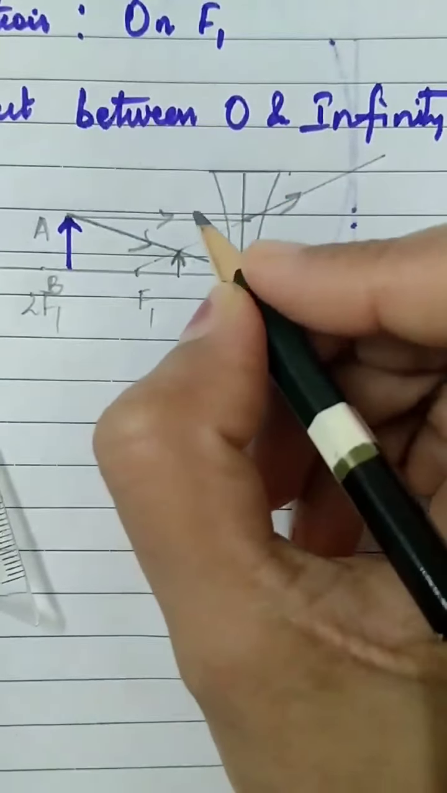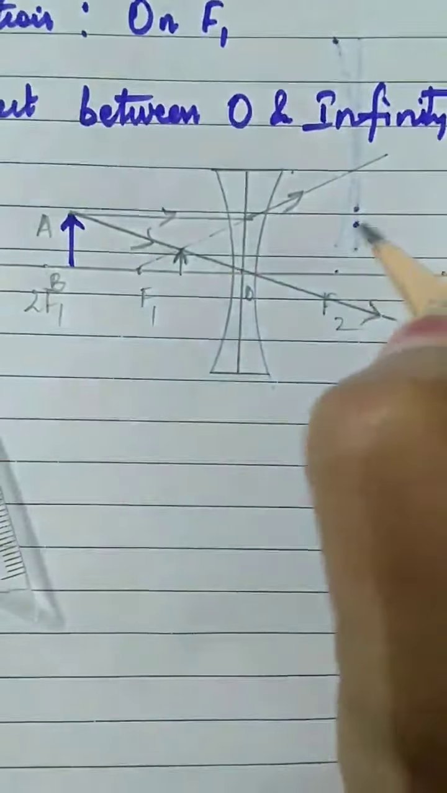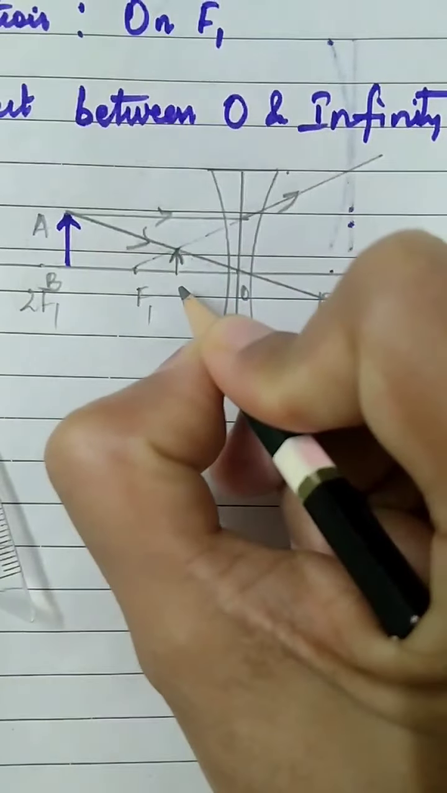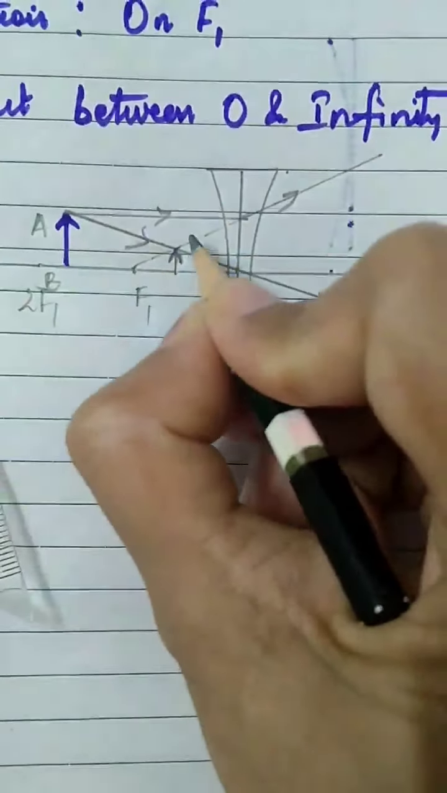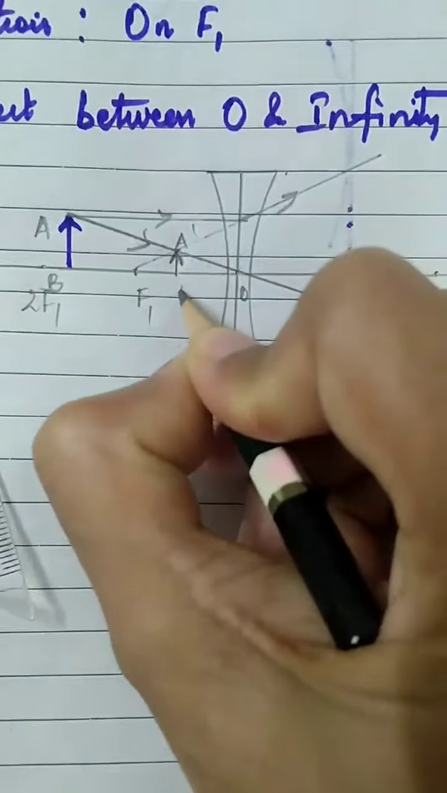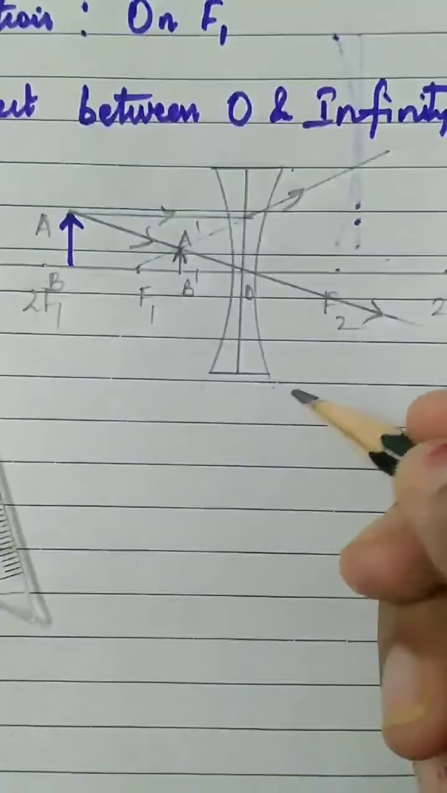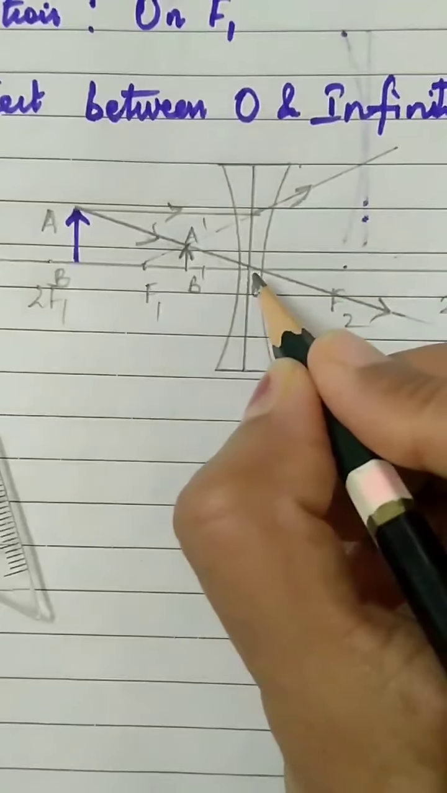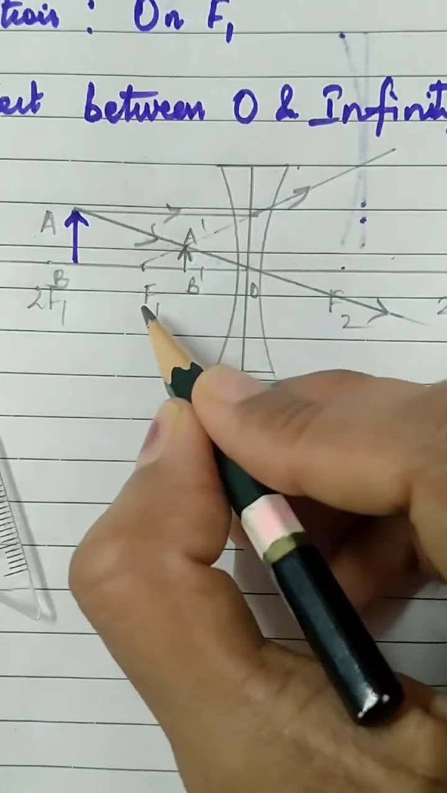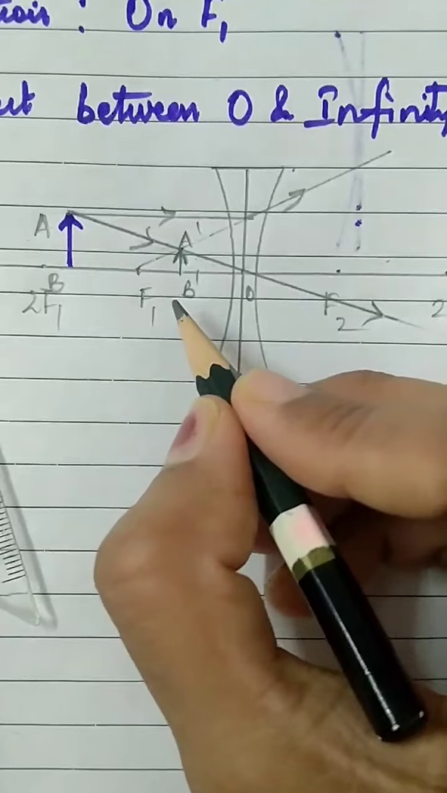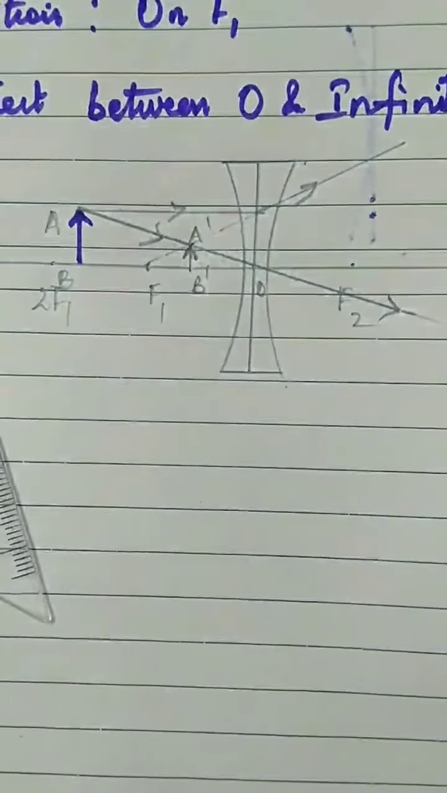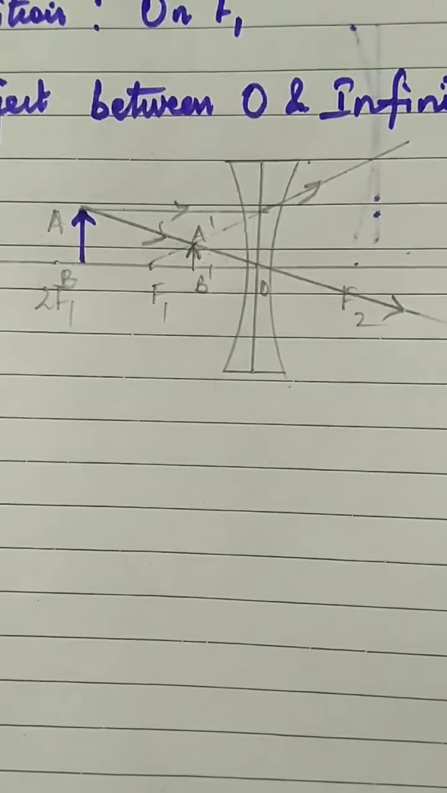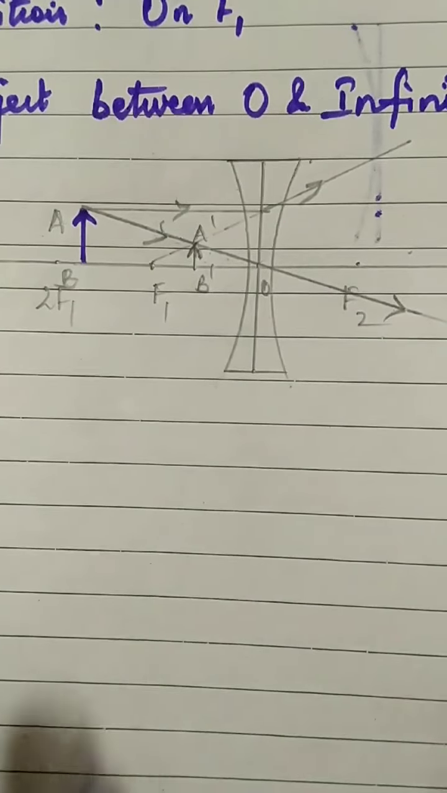And see the size? Smaller than the object. It will be virtual and erect. Okay, AB, so this will be A dash, B dash. Where is the position of this image? It is between optical center and focus F1. What is the size of the image? Very small, no? And virtual and erect.